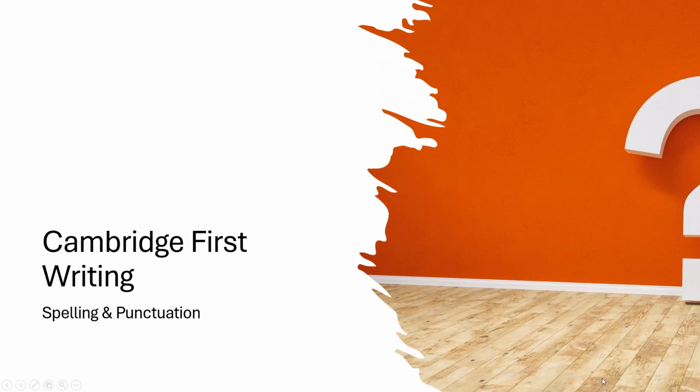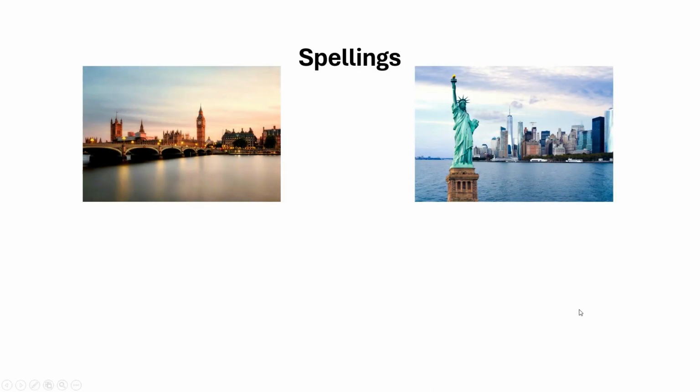In this video, we'll take a look at the importance of spelling and punctuation in Cambridge First writing. And here we have two pictures. We have one picture of London and a picture of New York. And these represent British and American English spelling.